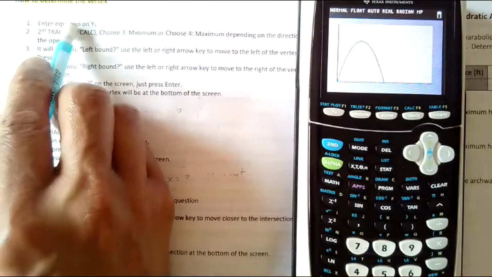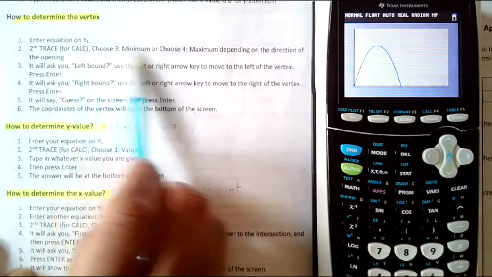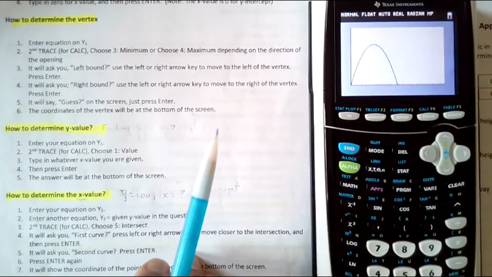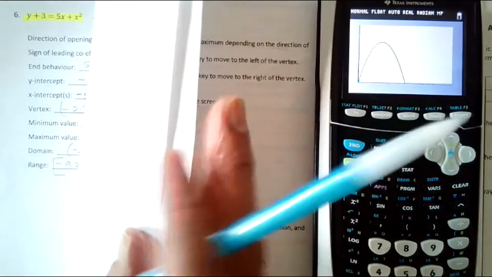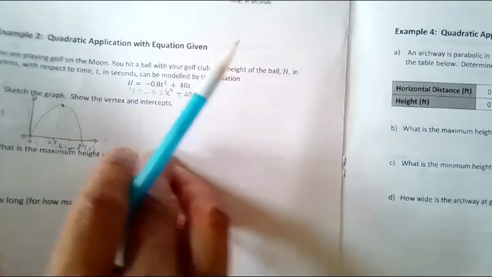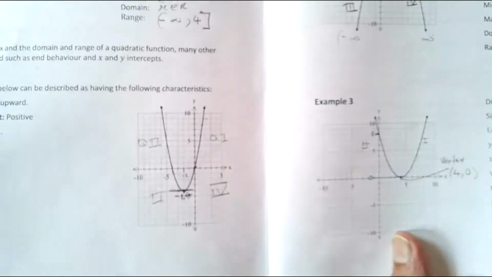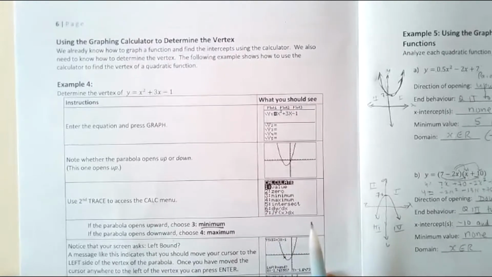Okay, so we need to find the vertex. We'll move this down a little bit here. So we're going to follow the instructions here to find the vertex. By the way, this is also in your booklet. If you go back to your booklet, those of you who like the visual representation, it's on this page here. It's on page 6 of your booklet.